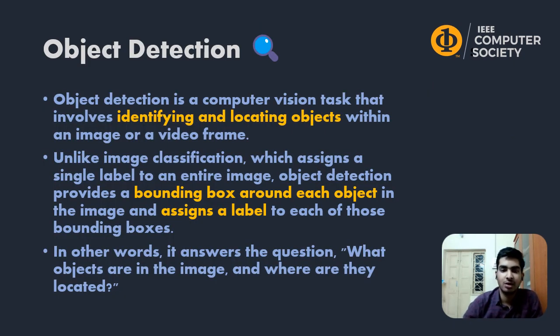Object detection. Object detection is a computer vision task that involves identifying and locating objects within an image or a frame. Unlike image classification, which only categorizes the image and assigns a single label to the entire image, object detection provides a bounding box around each object in the image and assigns a label to each of those bounding boxes. In other words, it answers the question, what are the objects in the image and where are they located?